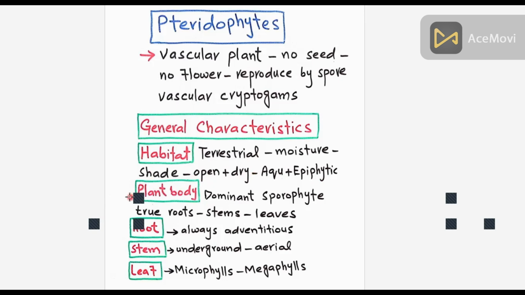Plant body. The dominant phase is sporophyte. The plant body has roots, stem, and leaves. Roots. The root system is always adventitious. Stem. The stem is either underground or aerial. Leaves. The leaves may be microphylls or megaphylls.